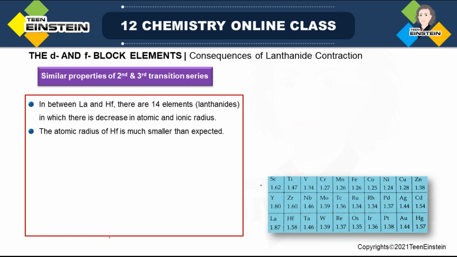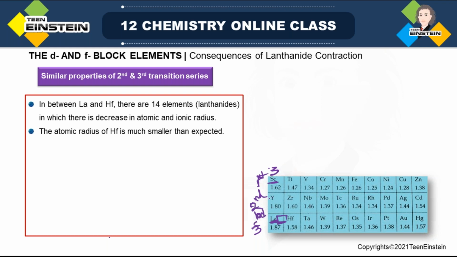So look at this box. Here we have first transition series, second transition series, third transition series. Now the values that you are seeing here, these are basically sizes, not densities. Scandium, yttrium, La. Now between La and Hf, there are 14 elements present. But if you consider group number 3, what are the elements we have? Scandium, yttrium, La.